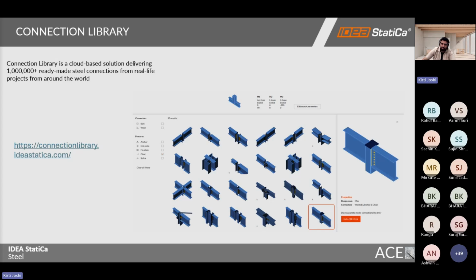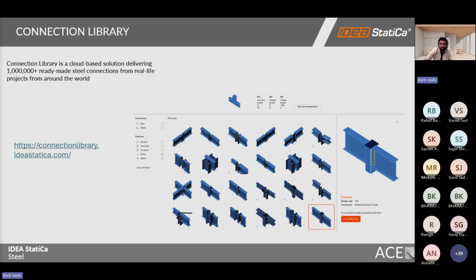So I want to talk about the connection library. It is the biggest database for steel connections. It is a cloud-based solution that provides 1 lakh plus ready-made steel connections from real-life projects all around the world. And basically, it's free for everyone.